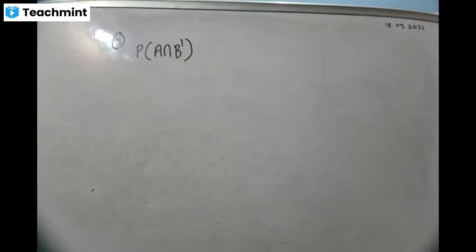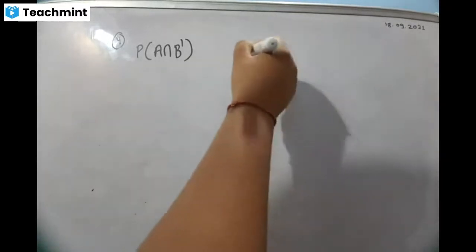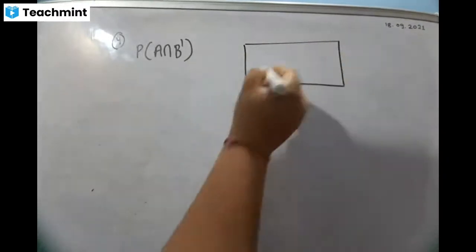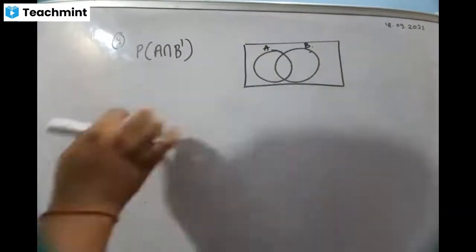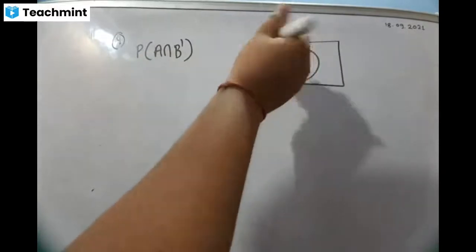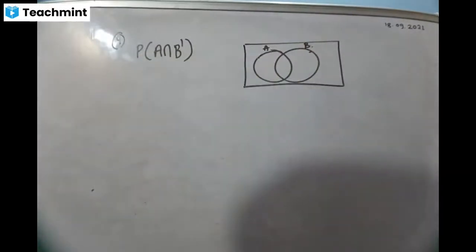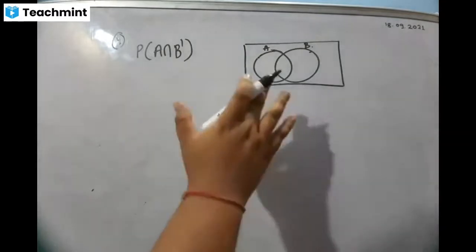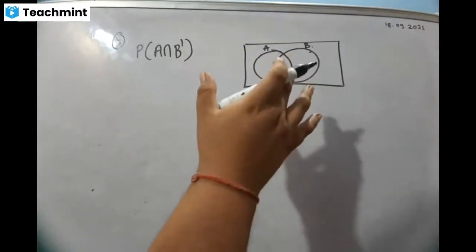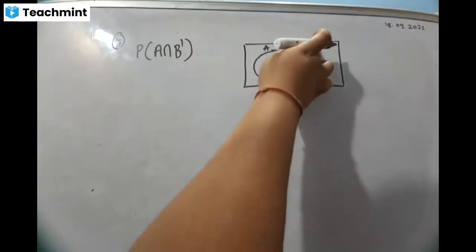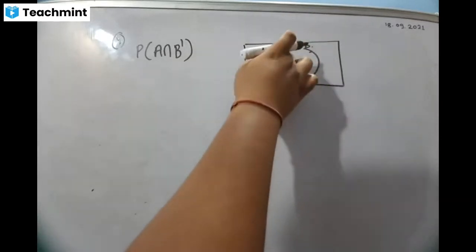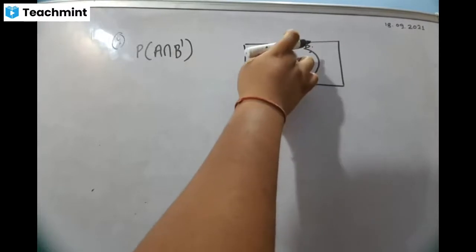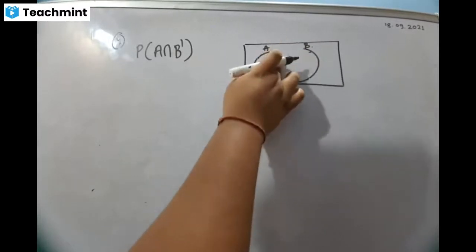Okay, so now let us try to understand this. See everyone, look at the board. Suppose this is your universal set. So this is your set A and this is your set B. So what does B complement mean, everyone? B complement means all the elements which are not in B. That means you leave out this entire part.